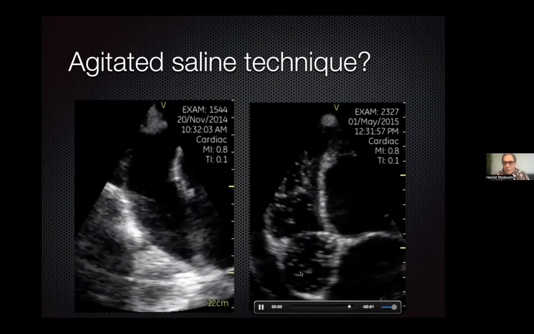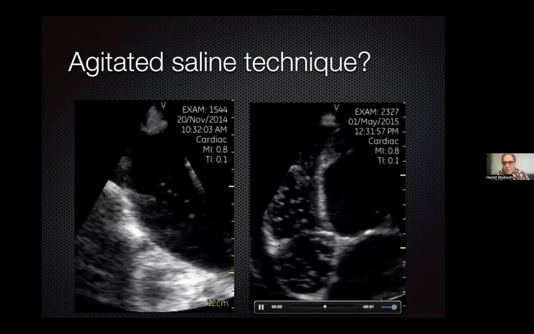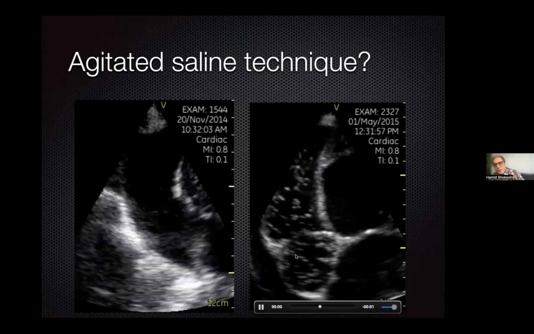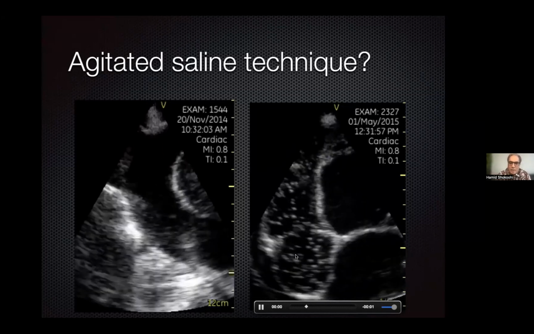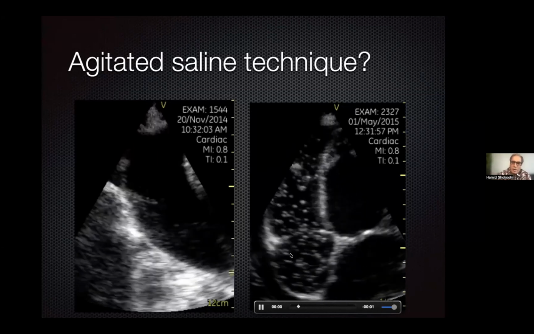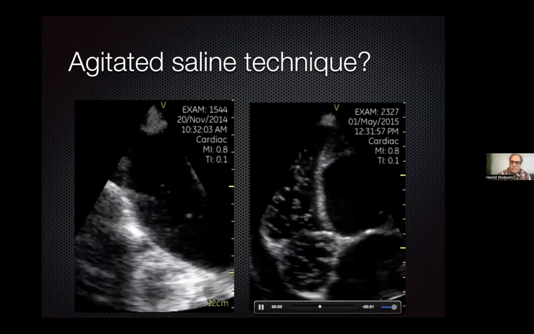So you just inject a little bit of fluid and you see all of a sudden, simultaneously, the RV and RA are filling in. We use the same thing here. You can use the exact same thing for the thoracentesis to confirm the catheter is in the right place.